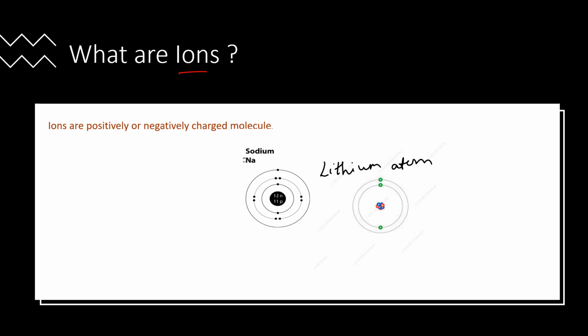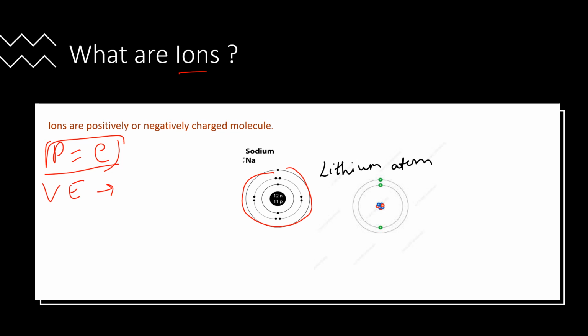What are ions? Ions are positively or negatively charged molecules. In any atom, the number of protons is equal to the number of electrons. In my previous video, I told you about valence electrons. They are the number of electrons present in the outermost energy level of an atom.